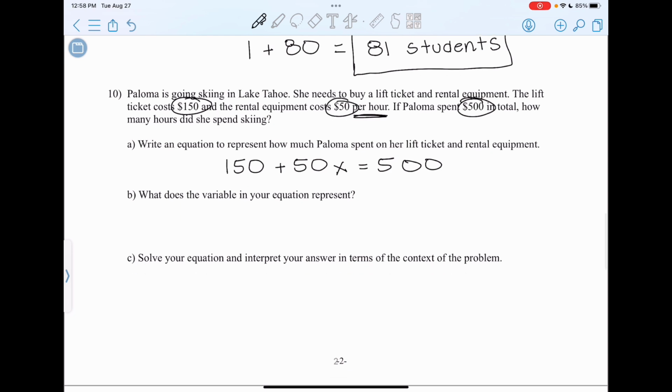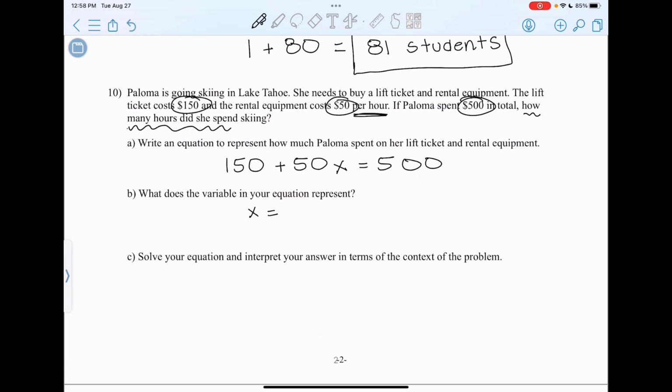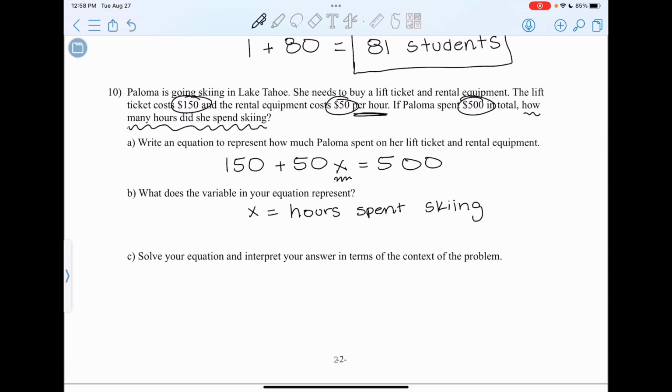B says, what does the variable in your equation represent? So what is X a placeholder for? In order to figure this out, always look at what the question is asking. Notice how it said, how many hours did she spend skiing? And that makes sense because the equipment costs $50 per hour. So we don't know how many hours she spent skiing. So X is hours spent skiing. So always look for what the question is asking you to find, because if we don't know what it is, that must be our placeholder. That's what our variable must be representing.